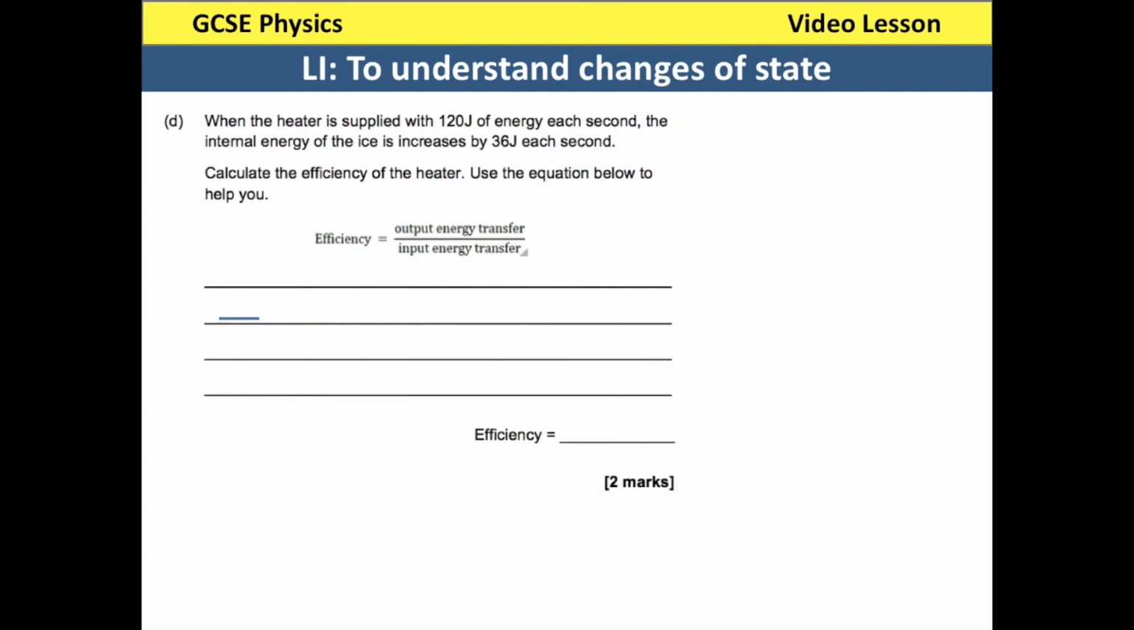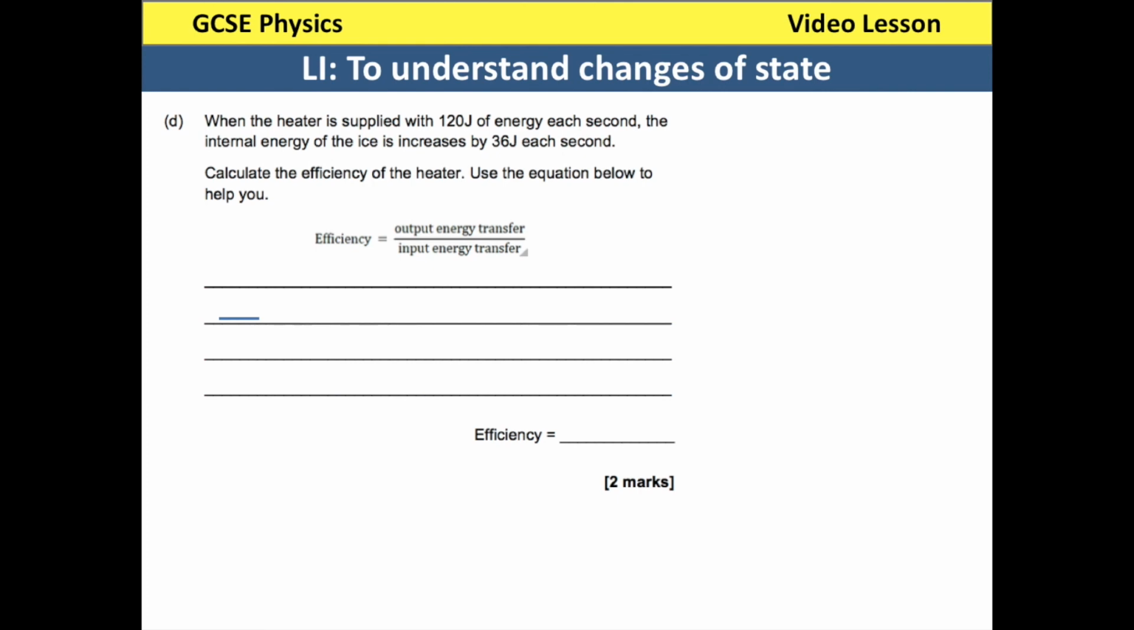Part D. When the heater is supplied with 120 joules of energy each second, the internal energy of the ice is increased by 36 joules each second. We've been asked to calculate the efficiency of the heater. Now kindly, they've actually given us the equation. This is an equation that you do need to learn for the exam, but on this particular question they've been kind enough to provide us with the equation. Now all we need to do is substitute the numbers in.